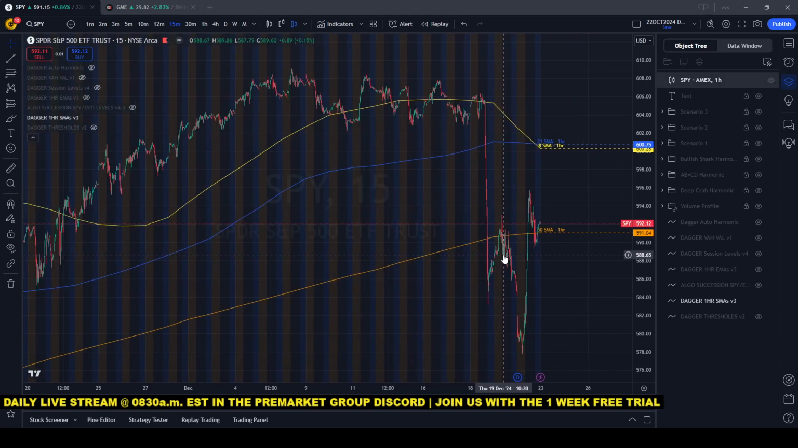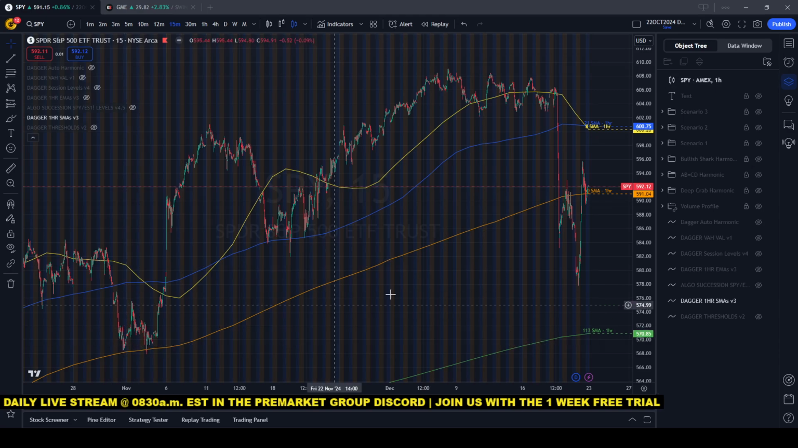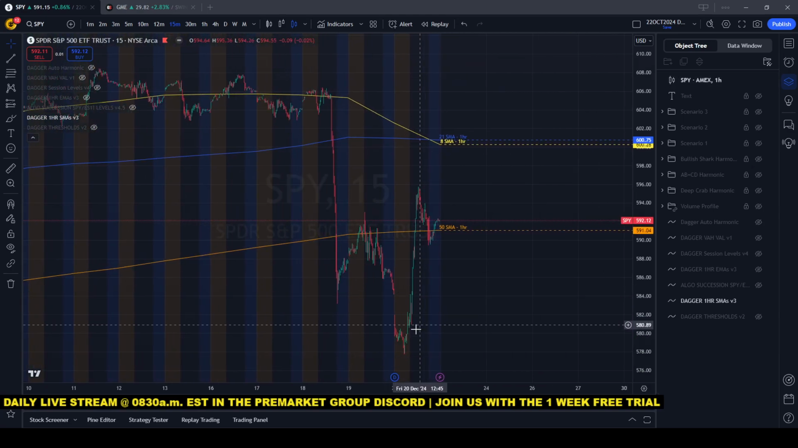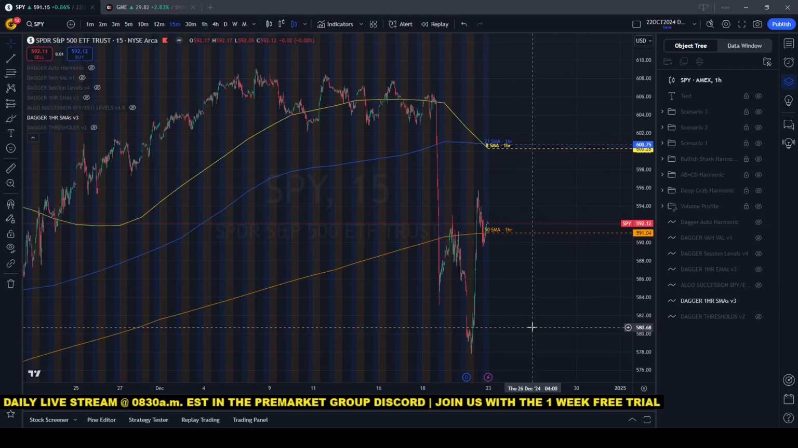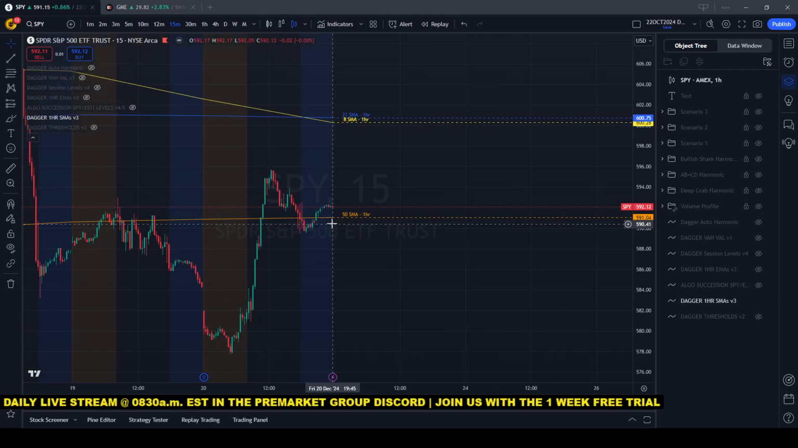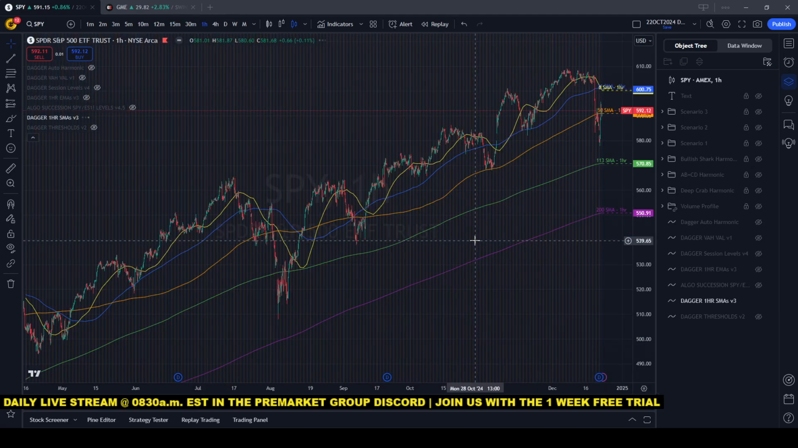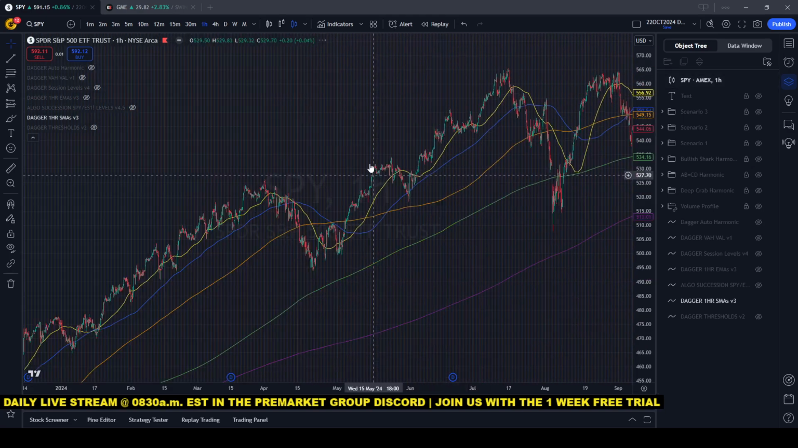So in this case here, what did we do different? We not only broke the 21 SMA, we broke the 50 SMA. And now we reclaimed that 50 SMA. So where are we going to go next? If we can base above this 50 SMA, I'm targeting the daily 8 and 21 SMAs up here at the 600 level. Let me zoom out here.